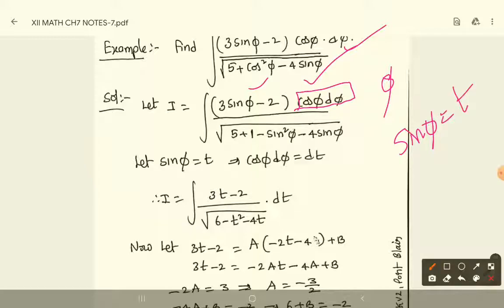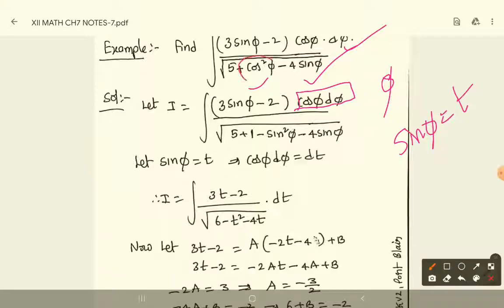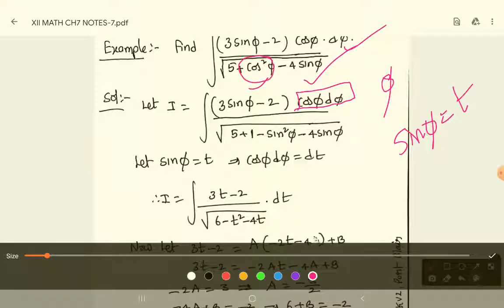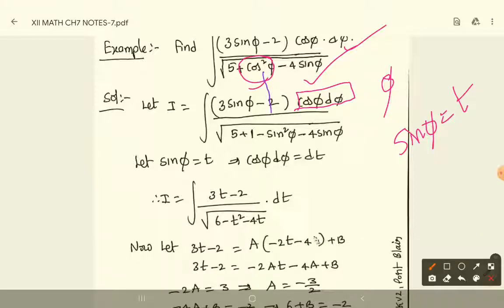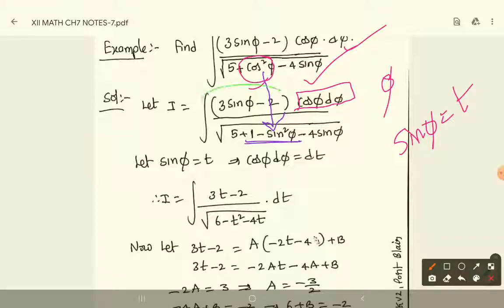Before writing sin phi is equal to t, look at the denominator, which is having cos square phi. That cos square phi, write as 1 minus sin square phi. Now if you see, everything is in terms of sin only. Only cos phi d phi is alone. So take sin phi is equal to t.